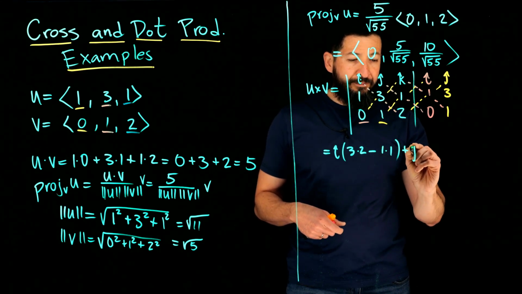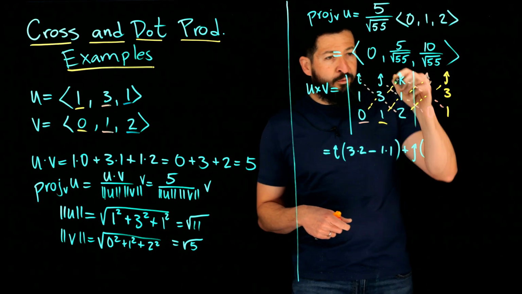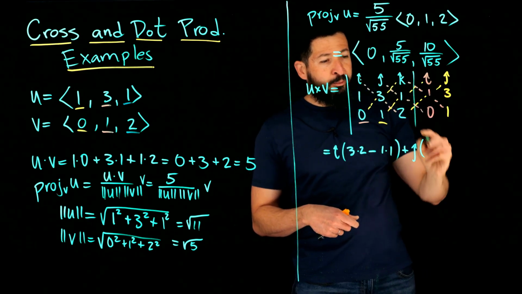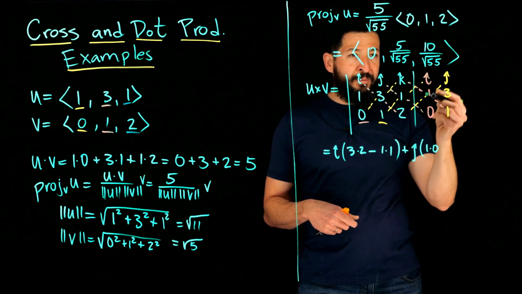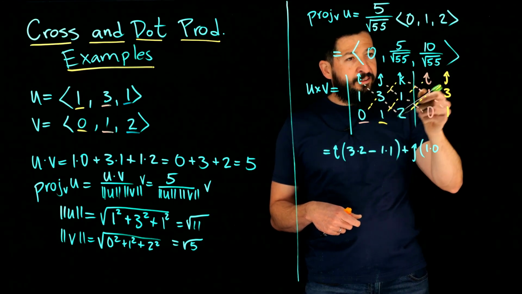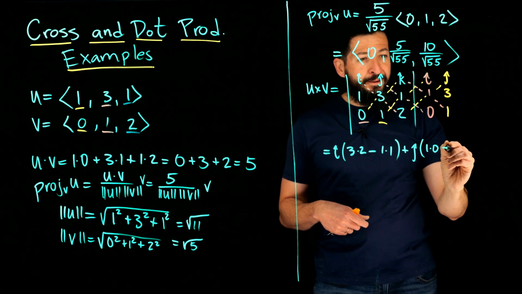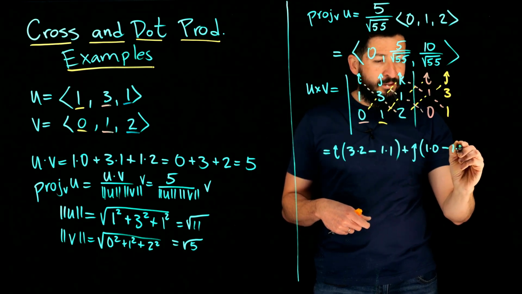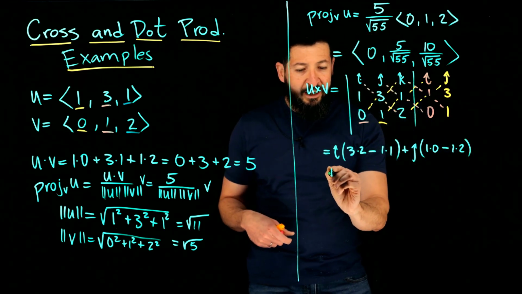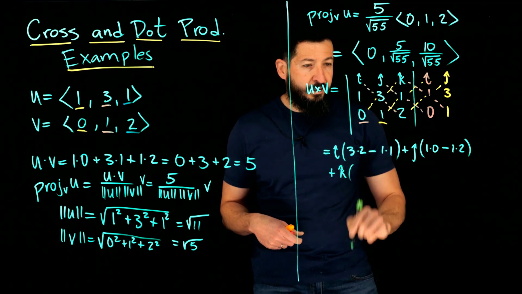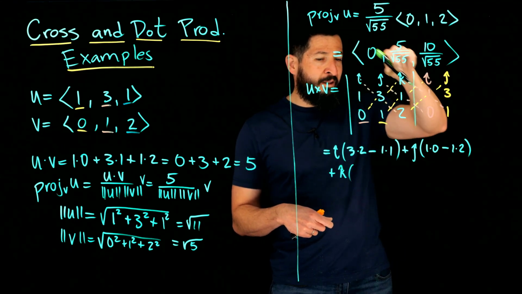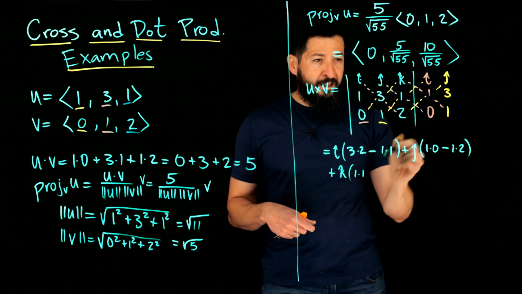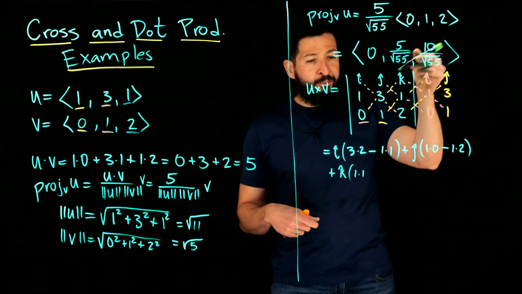Now I'm going to do j. So for j in the forward direction, I get 1 times 0, which is going to be 0. Minus j here, sorry, I did the wrong one. j is 1 times 2. And then plus k. In the forward direction, 1 times 1. In the backward direction here, 3 times 0.